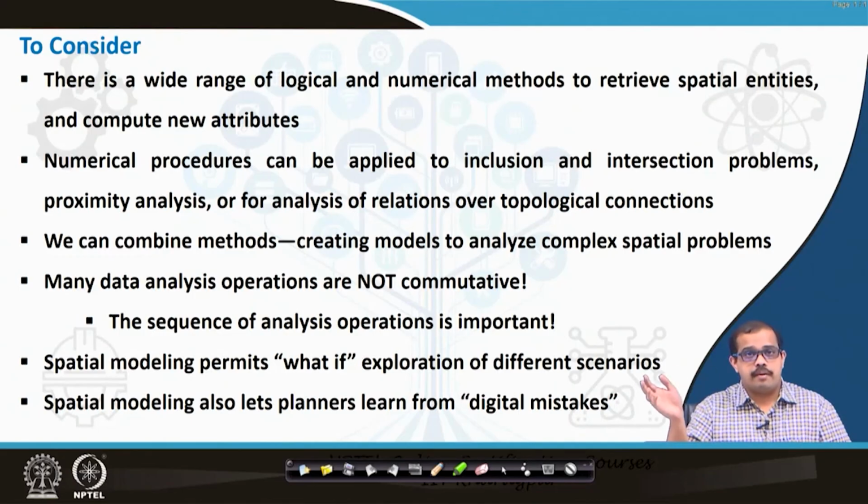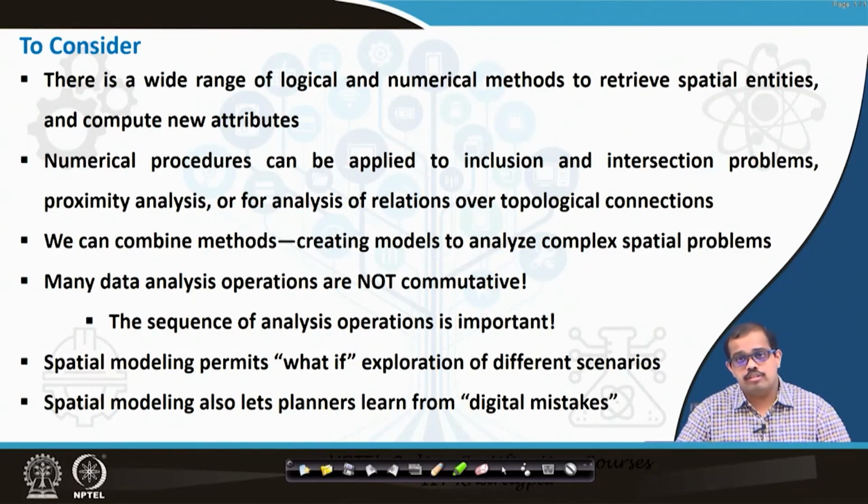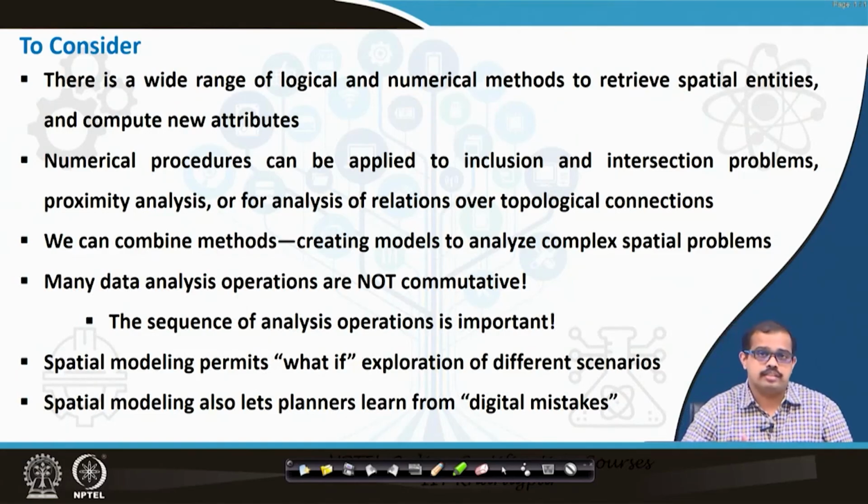We can combine methods, create models, and analyze complex spatial problems, but when you are creating models, be careful about the model behavior and why you are adopting that particular model, and what kind of analysis you would be doing. You have to plan it first and look at what kind of models you will be using. Many data analysis operations are not commutative, so keep this in mind. The sequence of analysis operations is very important. You cannot say that you used this first and this next without any logic. You should have a certain logic of why it is being used.